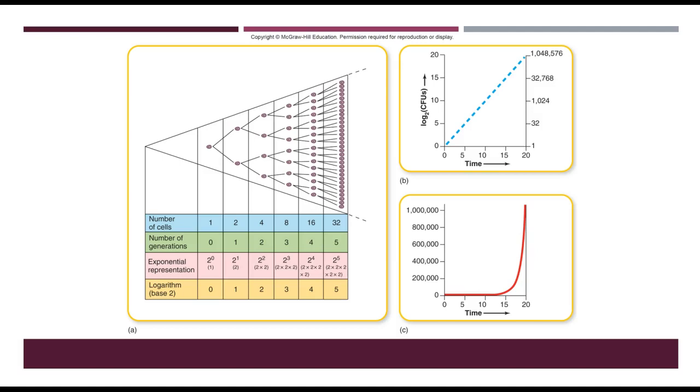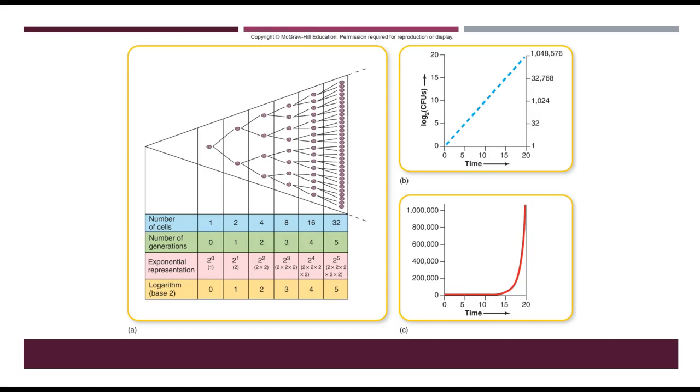So this is what some of those measurements look like. In table A, image A here, you can see how doubling and the number of cells relates to other terms, like the number of generations. We went from 1 cell to 2 cells. That's 1 generation. If we double again, that's 2 generations, and then 3, and then 4. Each time the cells double, we have a new generation.